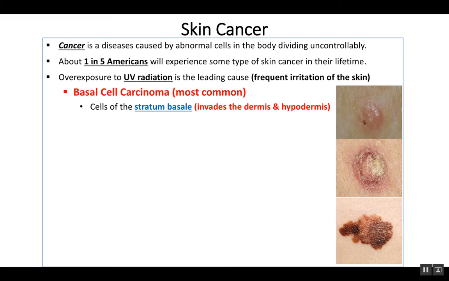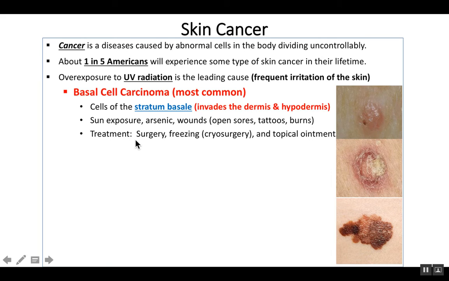Metastasis is when the cells will actually leave that area, travel throughout the body, either in your lymphatics or blood, and set up a secondary tumor in some other distant organ. So basal cell carcinoma doesn't typically do that. It's caused primarily by sun exposure. There are some other causes. Arsenic is very toxic and it can cause cancer. Open sores, tattoos, and burns can increase the risk of developing basal cell carcinoma.